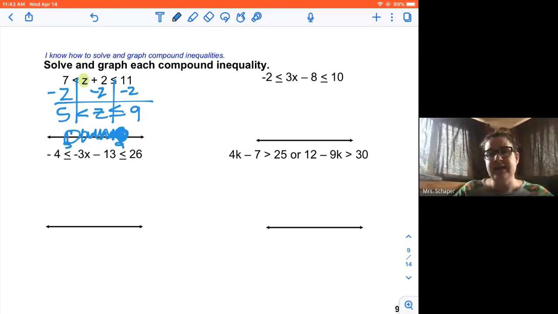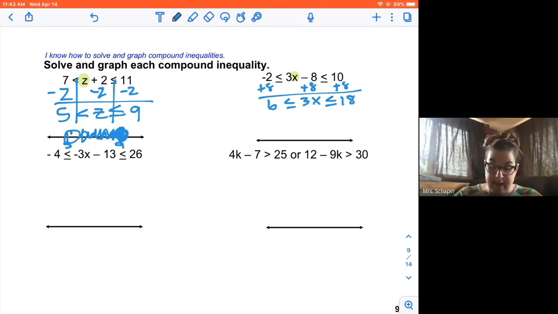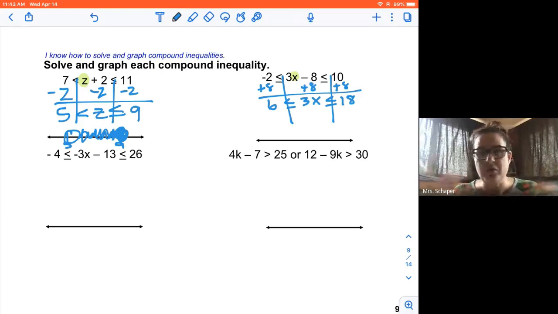Let's take a look at this next one. Again, our goal is to get x by itself. Okay, so the first thing I'm going to do is add 8 to both sides. So I have that 6 is less than or equal to 3x, which is less than or equal to 18. And again, if you find it helpful to draw the lines down to show the 3 parts, totally cool. Do what works for you. We want you to be successful. You don't have to do it my way, just the mathematically sound way.